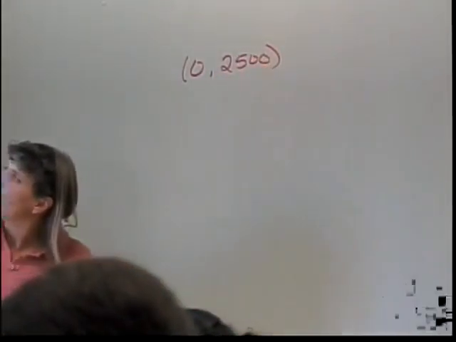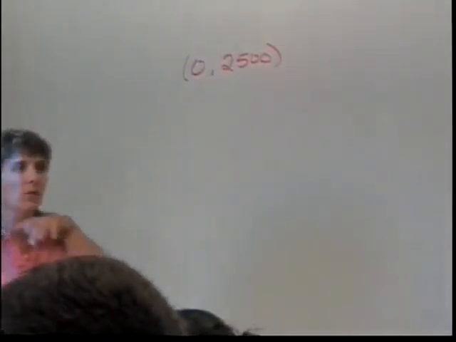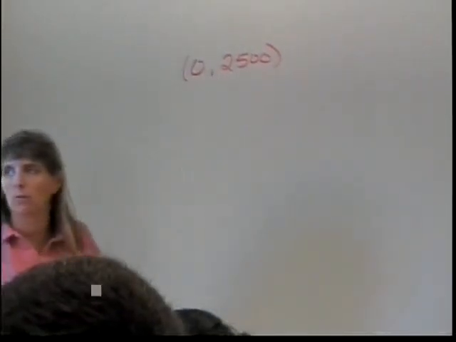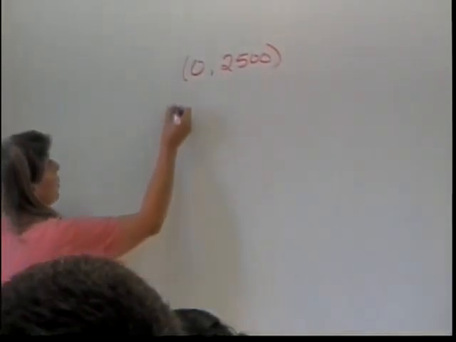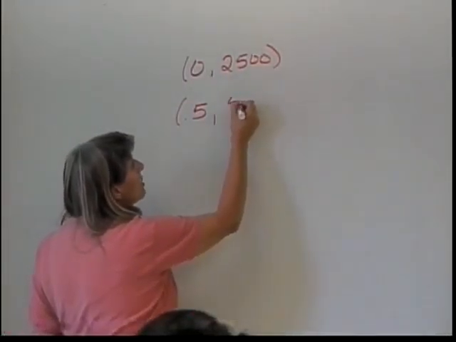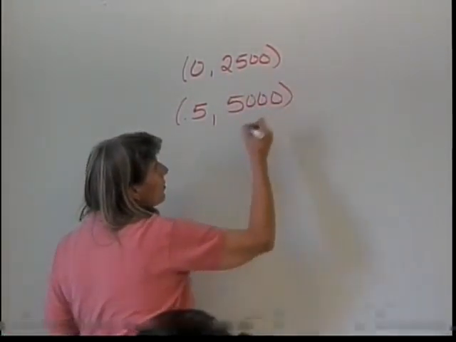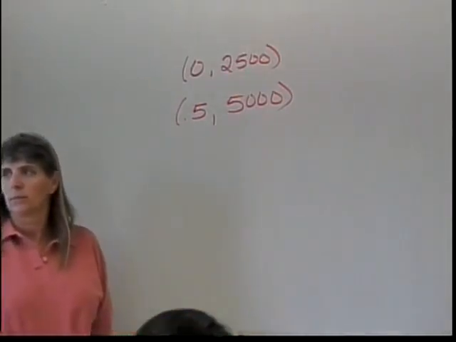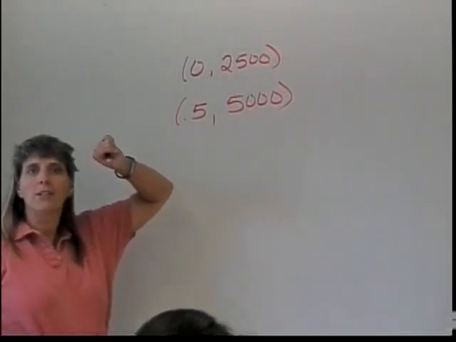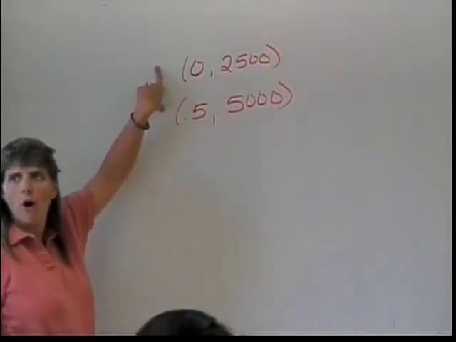It takes half an hour for that number to double. So what will time be when we have twice as many bacteria as we started with? 0.5 or 1/2, whichever one you like. So 0.5, and we will have twice as many bacteria as we started with, so we'll have 5,000. Now we can use these two numbers to figure out what R is.